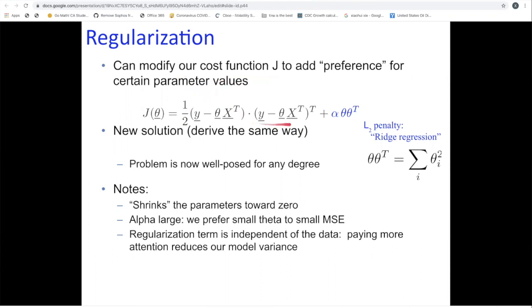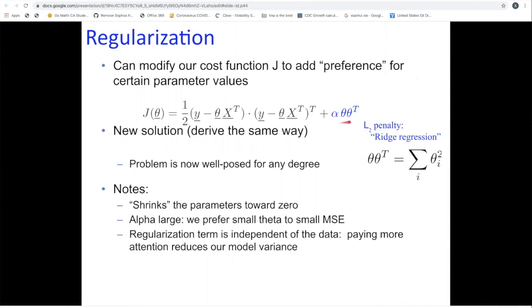Then in addition to the MSE loss, I'm going to add one more term. This is alpha times theta transpose theta. Essentially, this is the summation of the squares of each individual coefficient. This is also called the L2 norm of the vector theta, or more commonly the Euclidean norm. The square of the Euclidean norm is simply the summation of squares of each individual component of the vector. And so I'm going to introduce this additional term into my loss function.